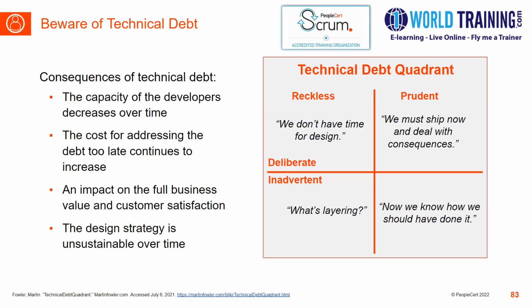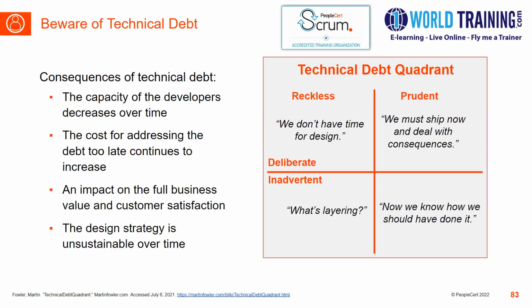The lower right section of the quadrant, which would be viewed as prudent inadvertent, describes a situation in which the value was derived from what was delivered, the customer was overall satisfied, and the code was clean as well. However, in hindsight, the team now sees where things could have been done better. So you try to improve on that. Good developers are always learning and looking for ways to improve, which is exactly what a sprint retrospective is all about.